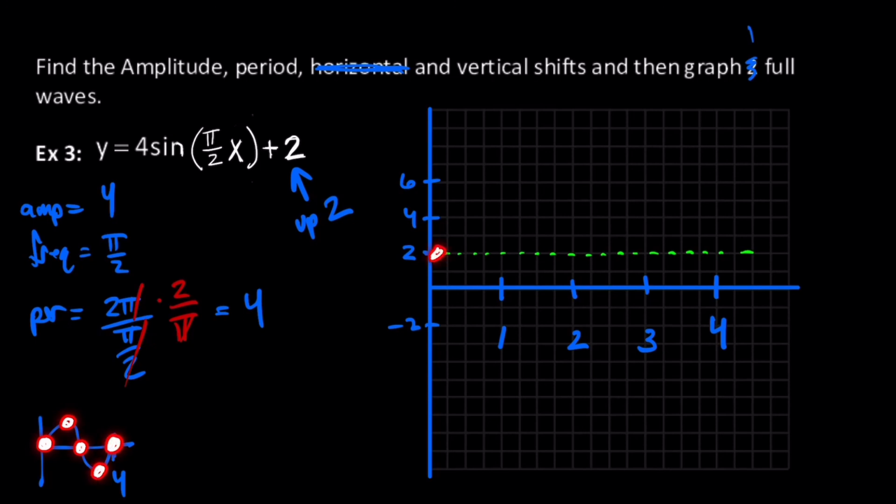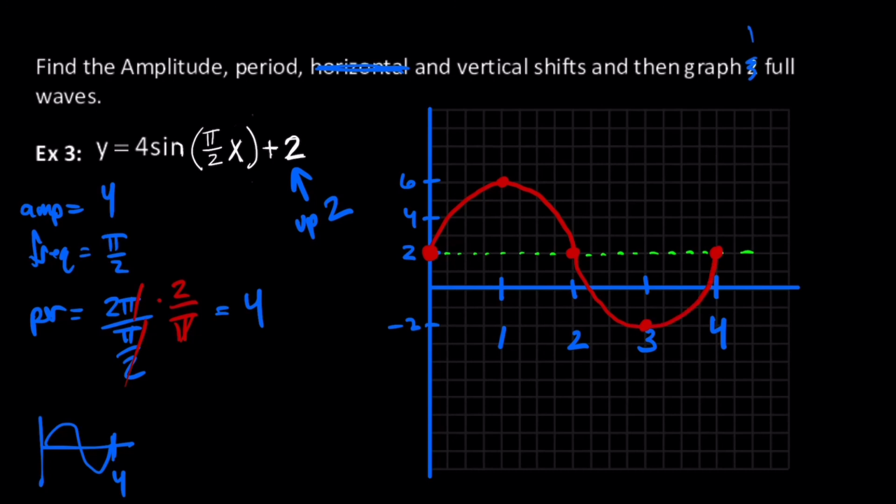Okay, I'm going to start right there. So that is going to be my middle value. And then I go to my maximum. Since my amplitude is 4, I have to go all the way up to 6. So right here, I go up to 6. Back to your midline here. Then I go to my minimum, which is down 4. So 2 goes down to -2, should be right there. Back to your midline. Concave down, followed by concave up.